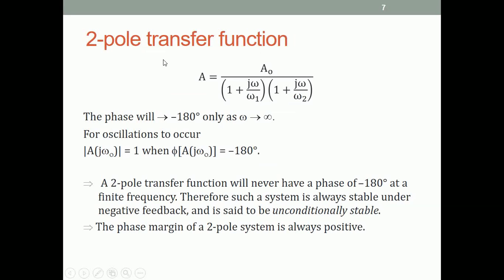Alright, let us look at a two-pole transfer function. So there will be two poles in the denominator. Now here the important thing to realize is that each pole contributes 90 degrees at frequencies much greater than the pole frequencies. So as omega tends to infinity, the phase of this total transfer function will be minus 180 degrees. But this minus 180 degrees is reached only as omega tends to infinity.